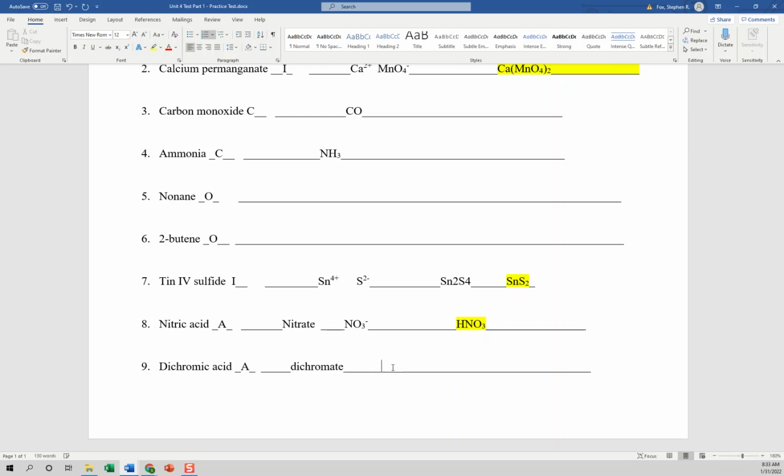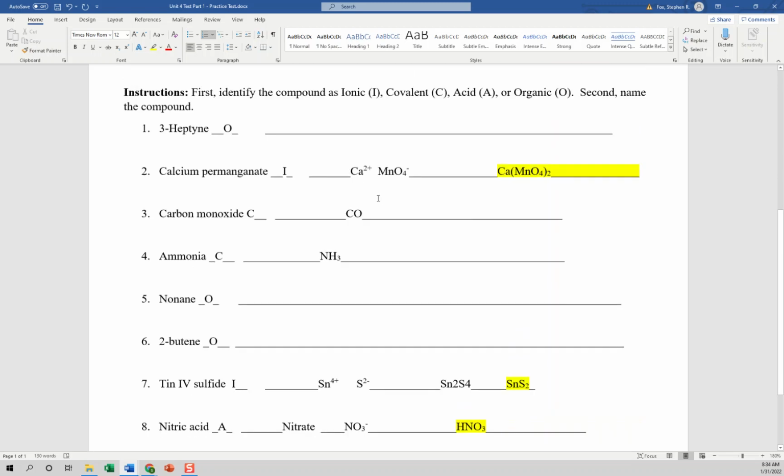We can look up dichromate. It's Cr2O7, and the overall thing is 2 minus. And because it's an acid, that means we have H in front, but the number of H's depends on the charge of the ion it's attached to. 2 minus means I need 2 H pluses, so it's going to be H2. I got 2, and then a dichromate ion, so Cr2O7, and that would be our dichromic acid. Right there, I'll subscript it, and that would be our formula. Okay, so that just leaves the organic.